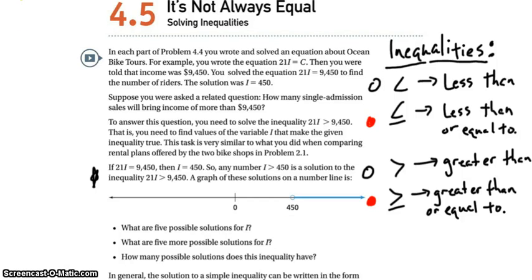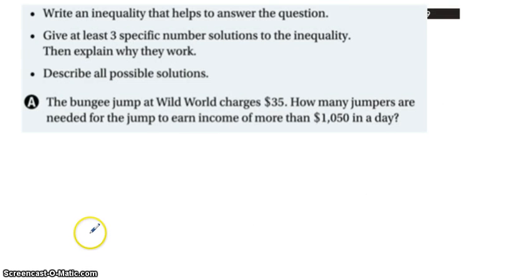So let's try solving one of these and graphing it, and then we'll apply it to a very basic inequality. All right, so let's take a look at problem A from page 99. It says, write an inequality to help answer the question. Give 3 specific number solutions to the inequality, explain why they work, and then describe all possible solutions. It says the bungee jump at Wild World charges $35. How many jumpers are needed for the jump to earn an income of more than $1,050 in a day?